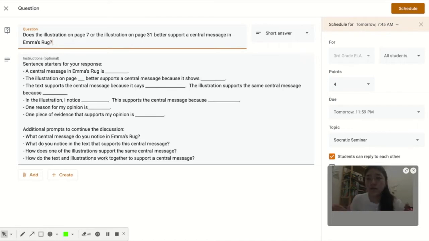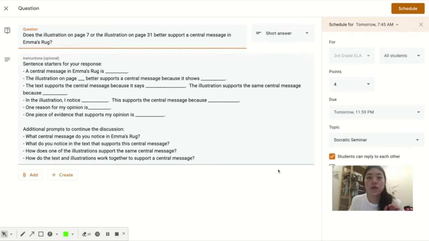Okay, so that is the first part. As always, we go over this in the Socratic seminar. You need to make sure that you answer that question first. You need to pick a side, either page 7 or page 31. As well as picking which illustration you think better supports it, you need to give some reasons. So here are some sentence starters that you can use to help build your response.